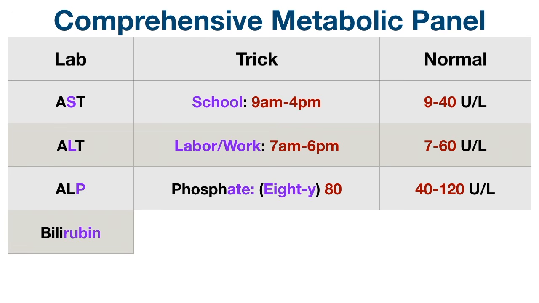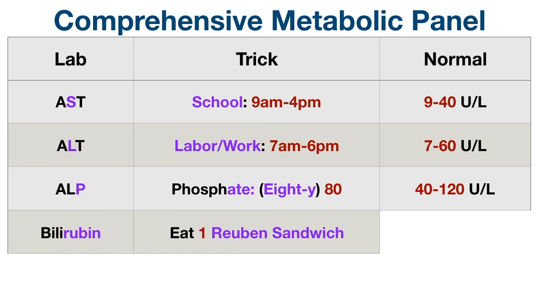Next, we have bilirubin, which again can be used with other liver function tests. And you can use the Reuben in bilirubin to remember a Reuben sandwich. When you order a Reuben sandwich at a restaurant, you usually get one sandwich, and this will help you remember a normal value of less than 1.